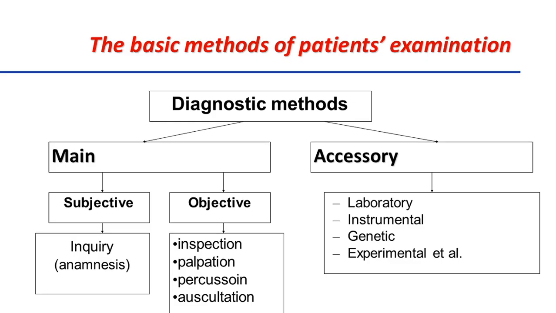There are two diagnostic methods, main and additional or accessory diagnostic methods. Main diagnostic methods include subjective and objective. And as you mentioned before, today we will focus on subjective methods, inquiry, analysis of taking history. Objective methods include inspection, palpation, percussion, and auscultation. After providing objective methods, we should prescribe the patient any lab test or instrumental test, sometimes genetical and experimental tests.